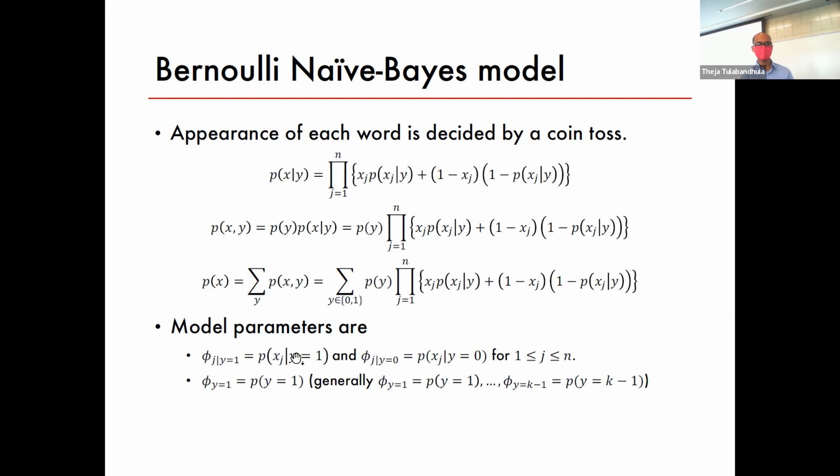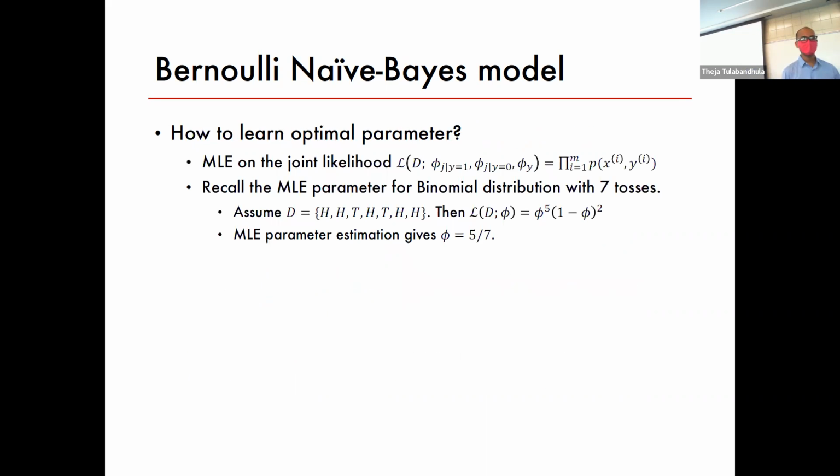As we saw in the previous slide as well, the parameters are these: per class you'll have 1 parameter per word. So under class 1 there will be 1 parameter, under class 0 there will be 1 parameter, and then finally 1 parameter for the class proportions themselves. And I'll talk about the prediction in just a second.